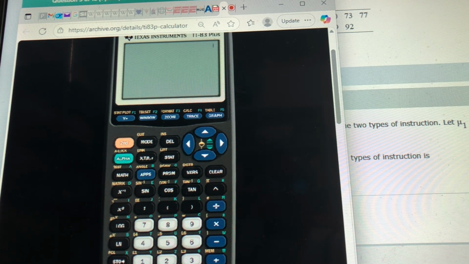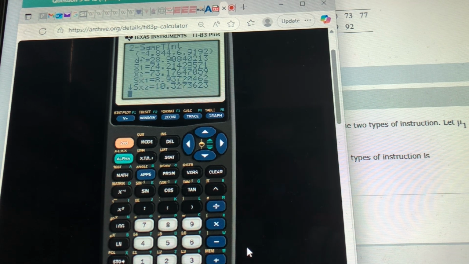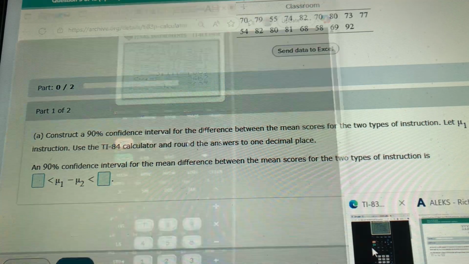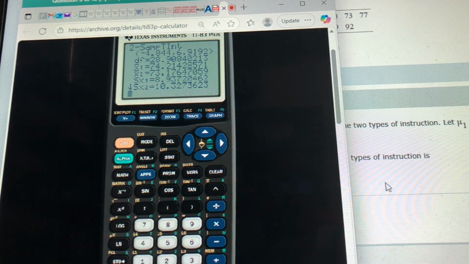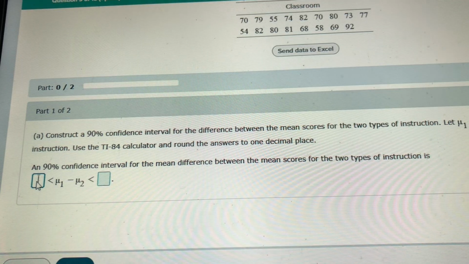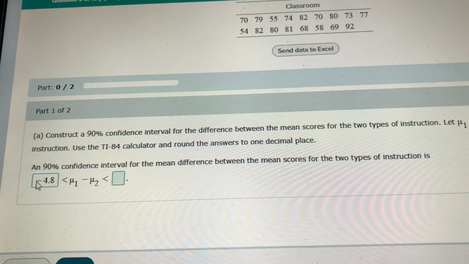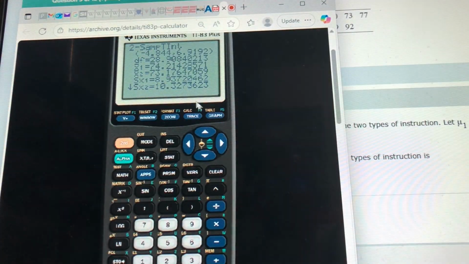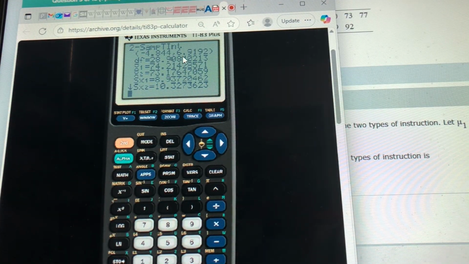And these are just confidence intervals, so you're not doing the 5 steps. It's just all about the final answers. So now the first answer, how far do they want it rounded? Round to 1 decimal place. Negative 4.8 and positive 6.9.